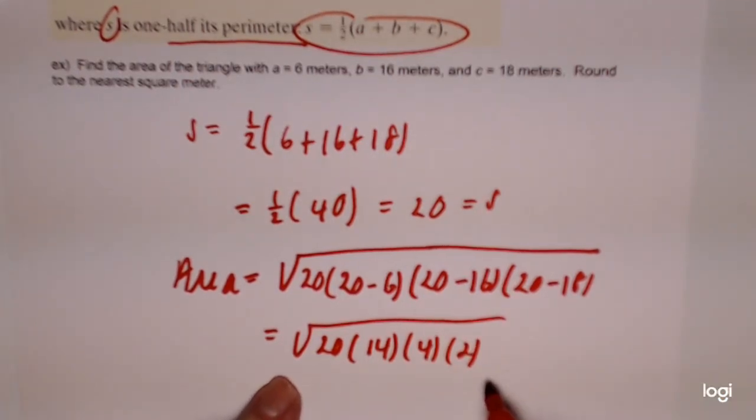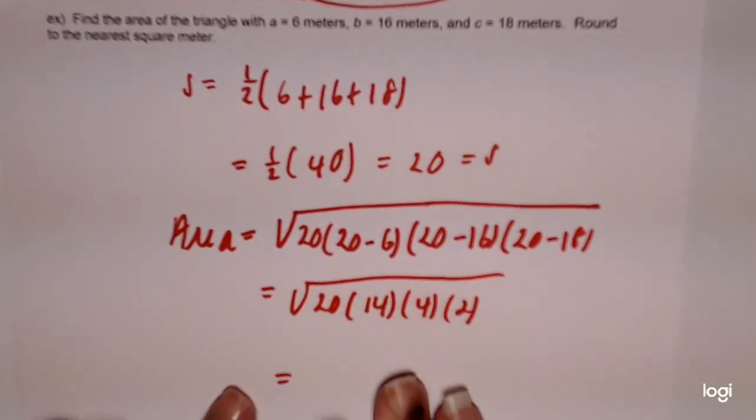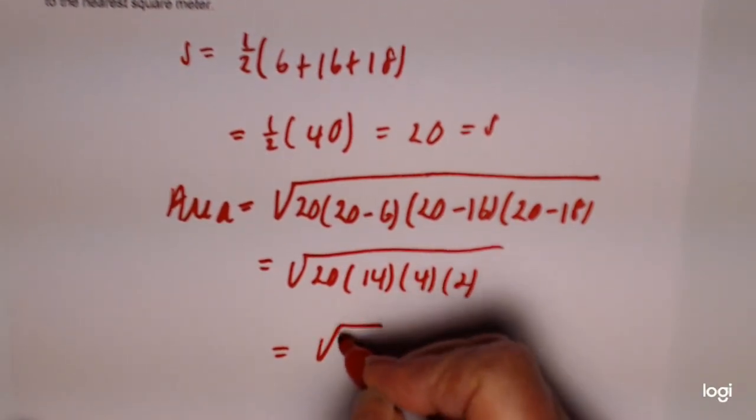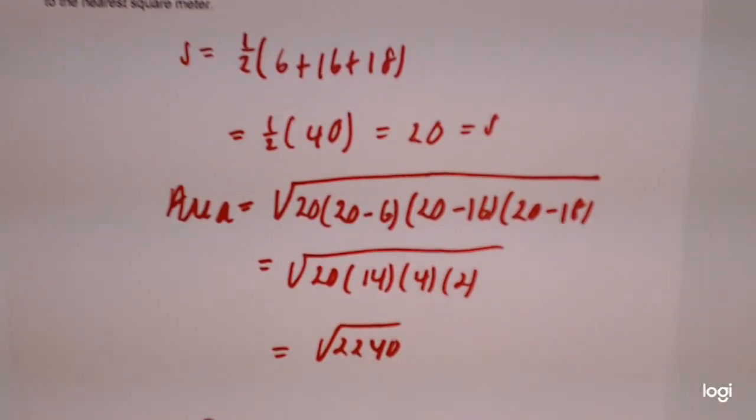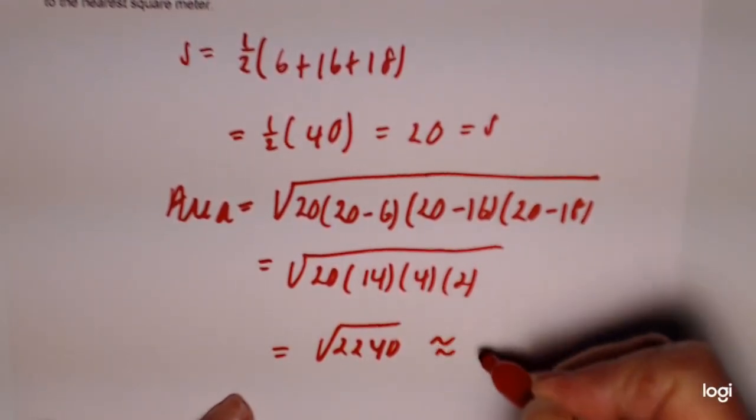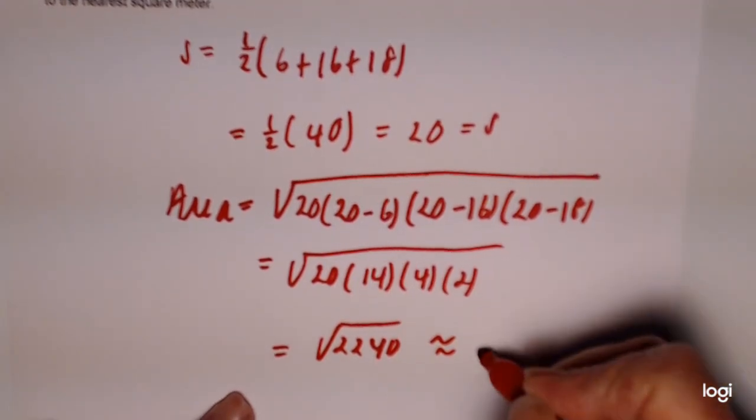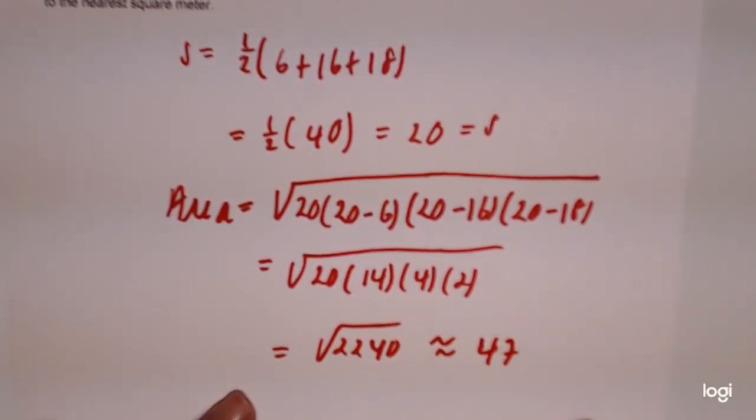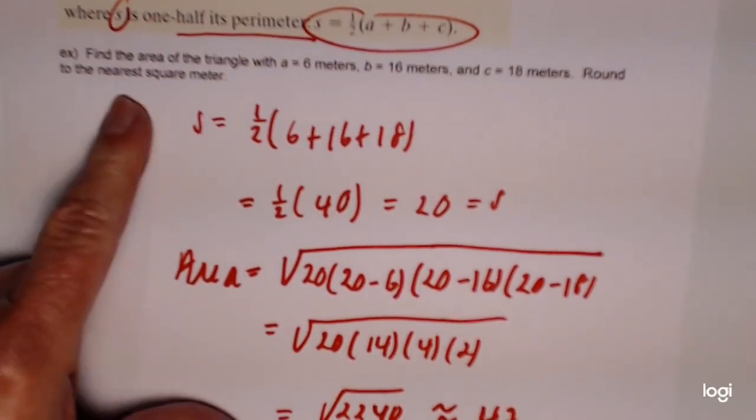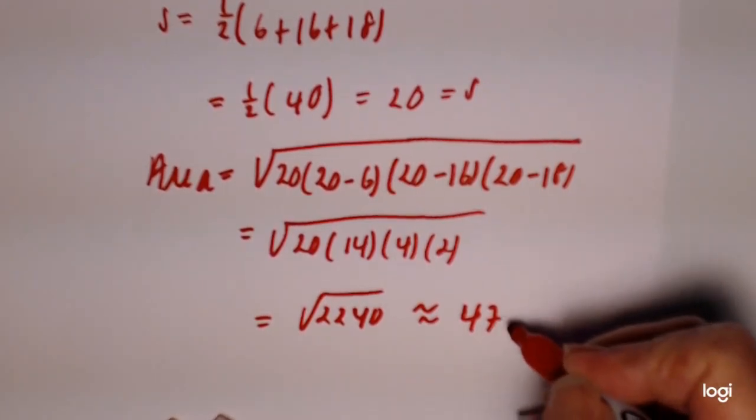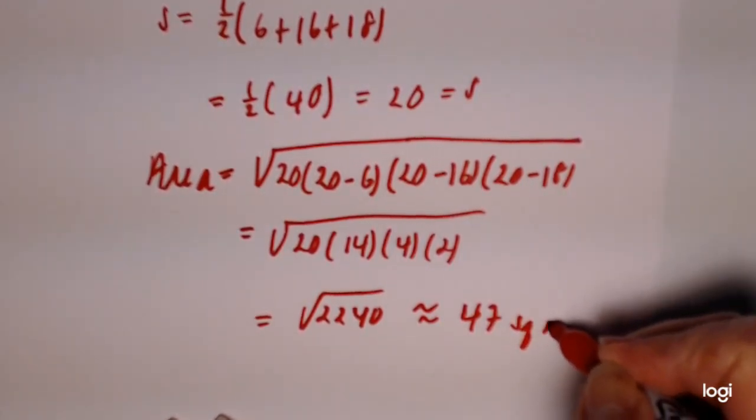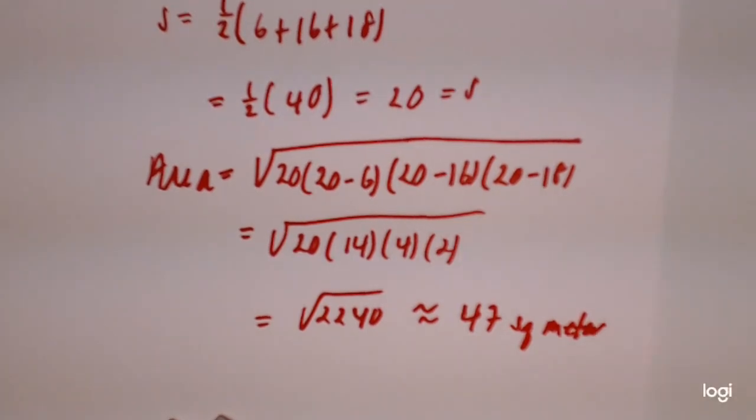So we're multiplying all of this. And this gives us the square root of 2240. And when we take this square root, we get 47 and a decimal. So I'm going to look back up here, and it says to the nearest square meter. So this is going to be 47, and this is square meters, because remember, area is always the measure squared. And that's all there is to Heron's formula.